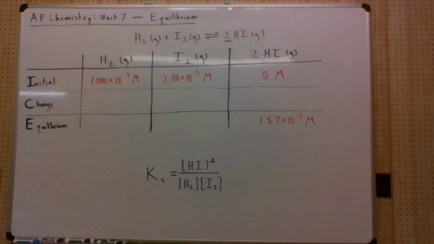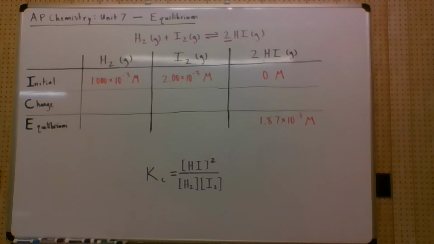All right, let's do another example. So I've got H2 gas and I2 gas in equilibrium with two HIs, also a gas. So I pump in some H2 and I2 gas. I don't start with any of my product, HI, and then I let it go until it reaches equilibrium.